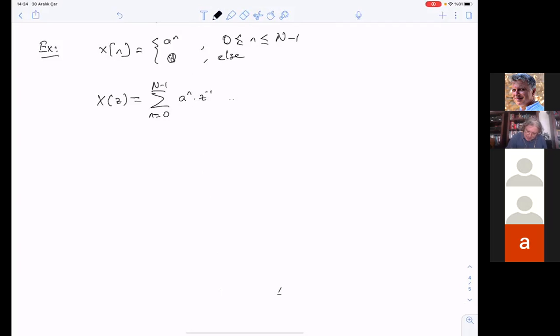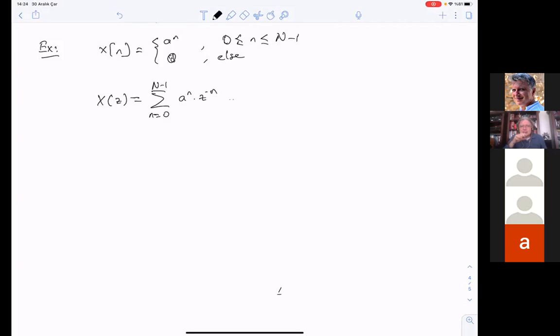Z to the minus n. Okay, so this is the Z transform, and there may be some poles and some zeros. And when you do this summation, it's a finite power series sum. It's not a power series, it's a series sum, but it's a finite one from 0 to something. So you may know the way to do it.